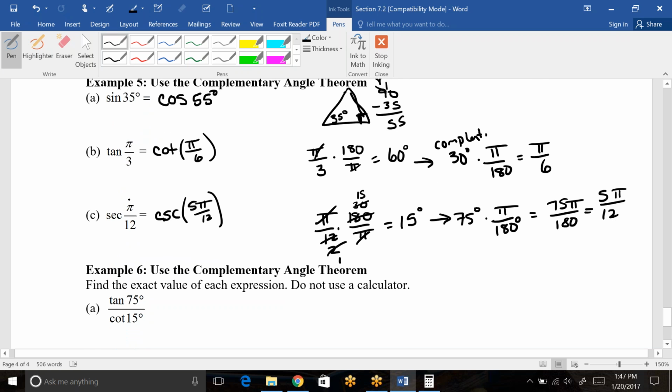Notice that if you add these two angles together, that makes 6 pi over 12, which is pi over 2. Pi over 2 is also 90 degrees. So that's kind of interesting. Remember, that should add up to 90 degrees as well. So it does in radians as well.